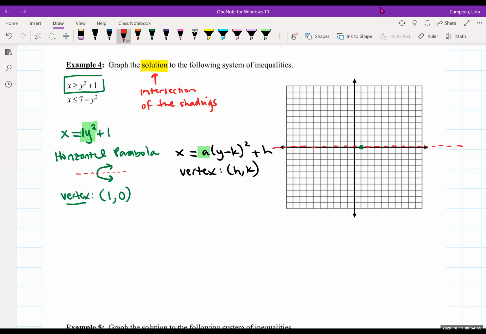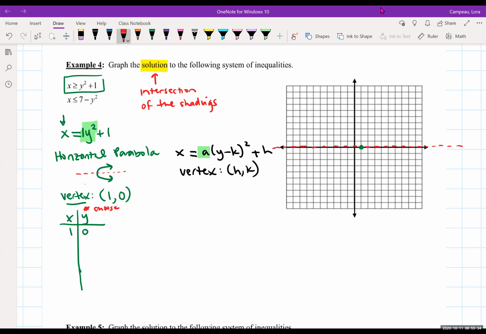Now, as far as accuracy is concerned, at this stage, what I'd probably do is pick an XY chart to help me out with finding more points on the parabola. I already know the vertex is 1 comma 0. So if we look at our particular equation, we notice that it's solved for x. So it's probably nicer to choose values of y, because it's already easier to solve. You just compute the expression that you get as opposed to solving a few different equations. But it's up to you.